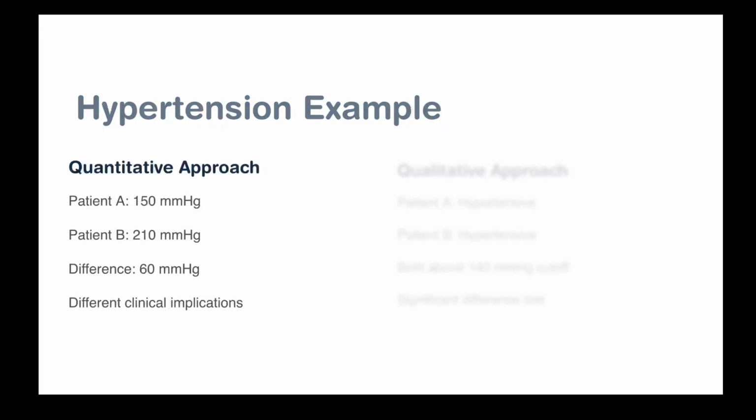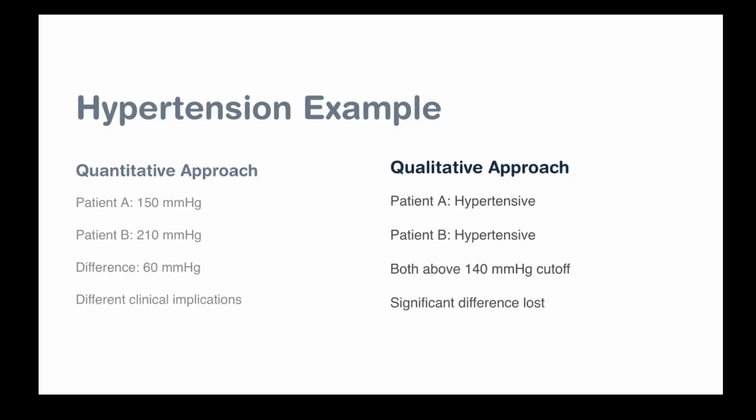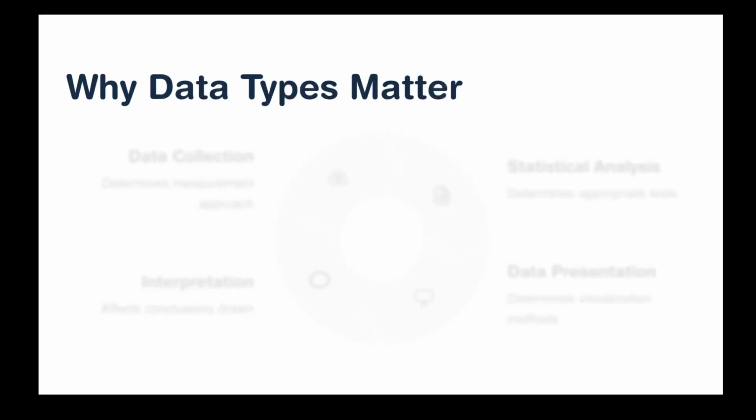So for example, quantitative: patient A has 150, patient B has 210, difference is 60, and a different clinical implication. Qualitative: patient A is hypertensive, patient B is also hypertensive, both above the 140 millimeters of mercury cutoff, so the significant difference is lost, right? Even though patient B has a very high 210, significantly high compared to 150, there is a clinical difference of 60. It's lost when we convert it, because we are labeling both patients as hypertensive.